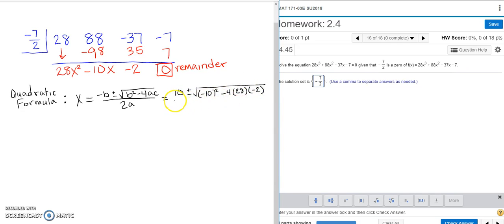And the fraction bar is under the whole thing. Okay. So I always simplify what is under the square root first. So I simplify this stuff.